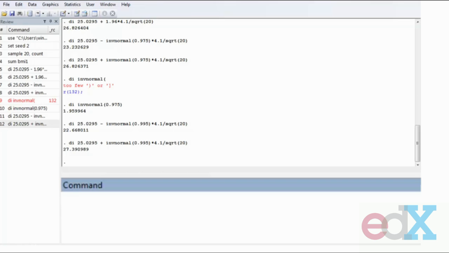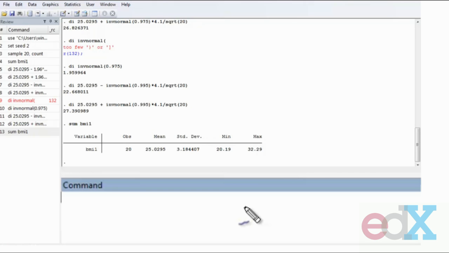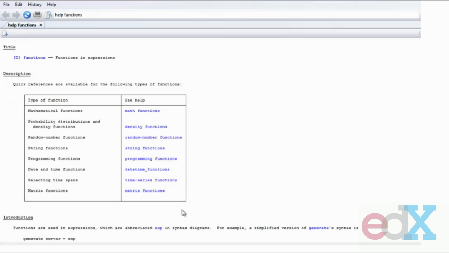Now moving on, in practice, it's very seldom going to happen that I actually know sigma. What's going to go on in practice is that when I summarize BMI 1, I'm going to use the sample standard deviation S when I construct my confidence intervals. I'm not actually going to use sigma. To construct such a confidence interval, I'm then going to need to use the t-distribution, which we learned about in class this week. So to learn about the functions that Stata has related to the t-distribution, type help functions.